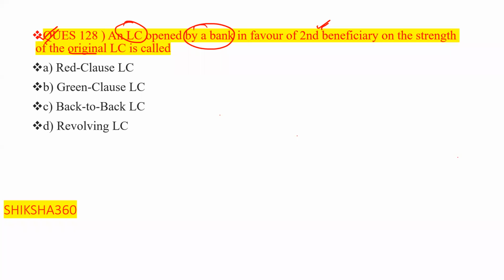So what is the correct answer here? Is it red clause LC, green clause LC, back to back LC, or revolving LC, clear? The correct answer is option C, that is back to back LC, clear?